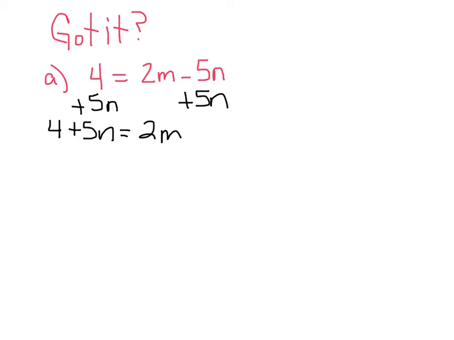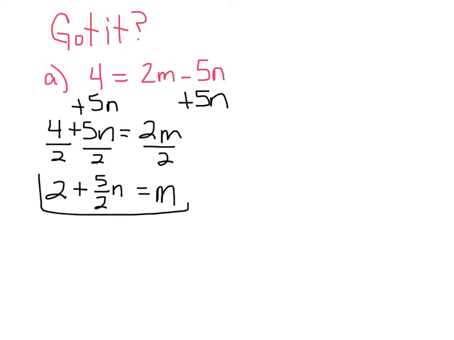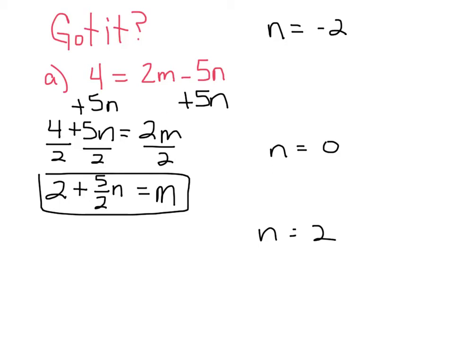Now you want to divide everything by 2. So that would give us 4 divided by 2, which is 2, plus 5 halves n equals m. So that would be our first answer. Our second answer wants us to plug in the values of n to find the values of m. So it's telling you, what are the values of m when n equals these three numbers? Negative 2, 0, and positive 2. So all we do is plug them in.